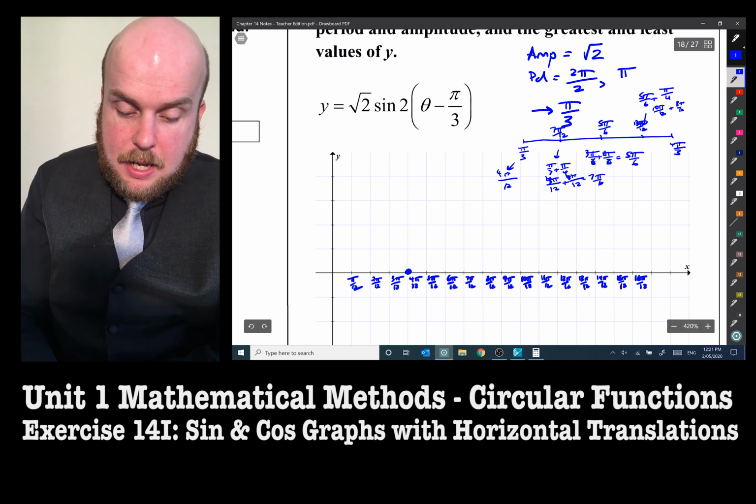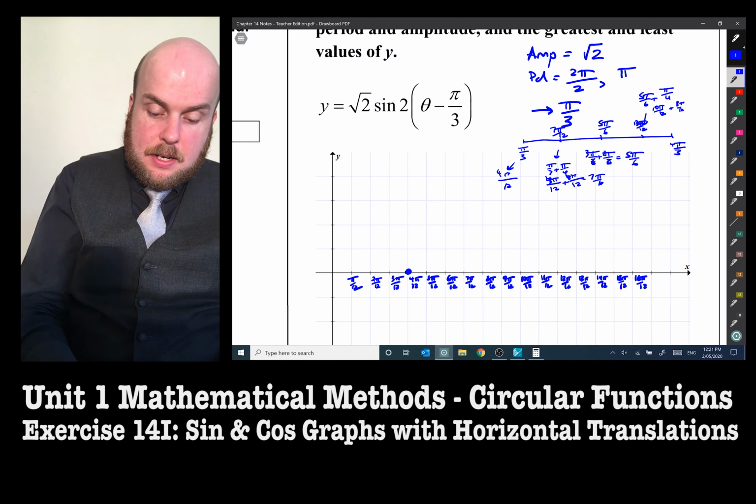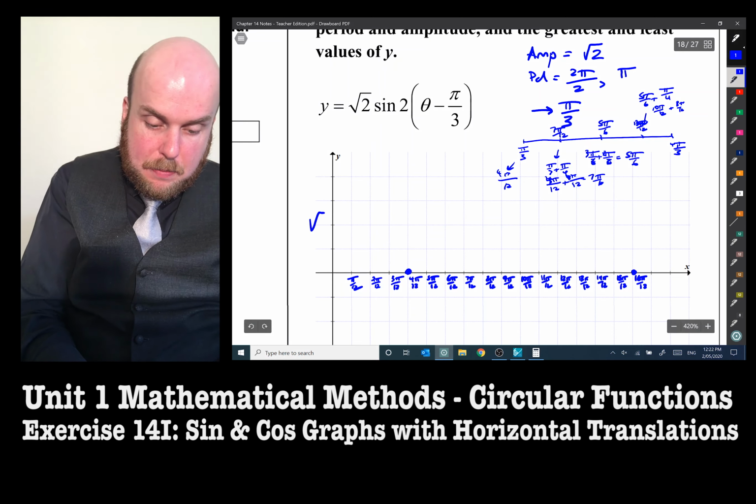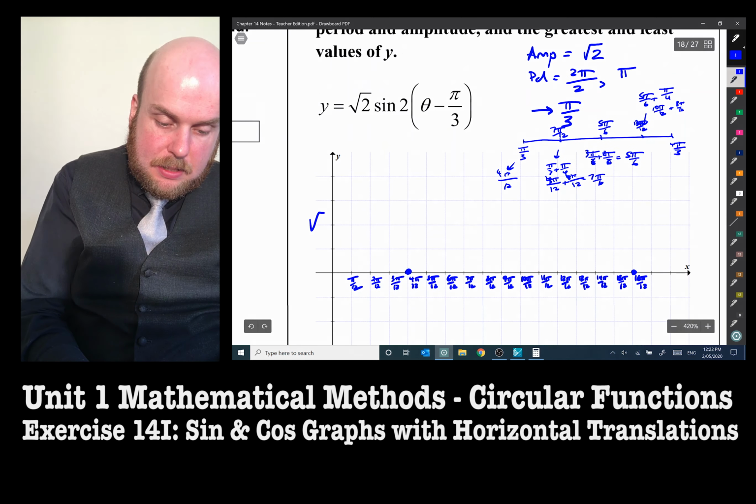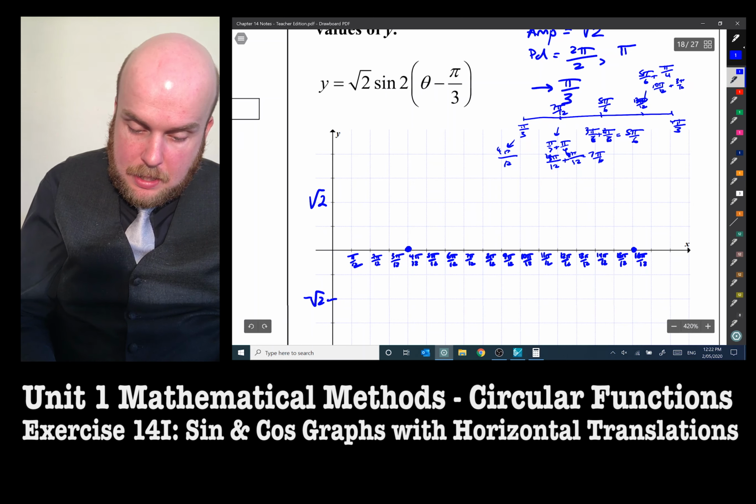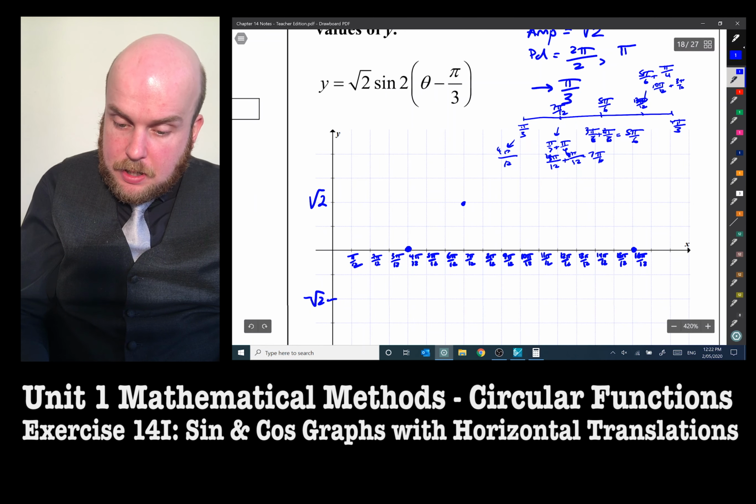So it hasn't gone upside down, so that's fine. And we know that pattern ends there. So what's the next one where the turning point would be? 7 pi on 12, so it's going to be here. We better get our amplitude written here. Let's make that root 2. Let's make this negative root 2. So 7 pi on 12 is about there. And then 10 pi on 12 will be here.